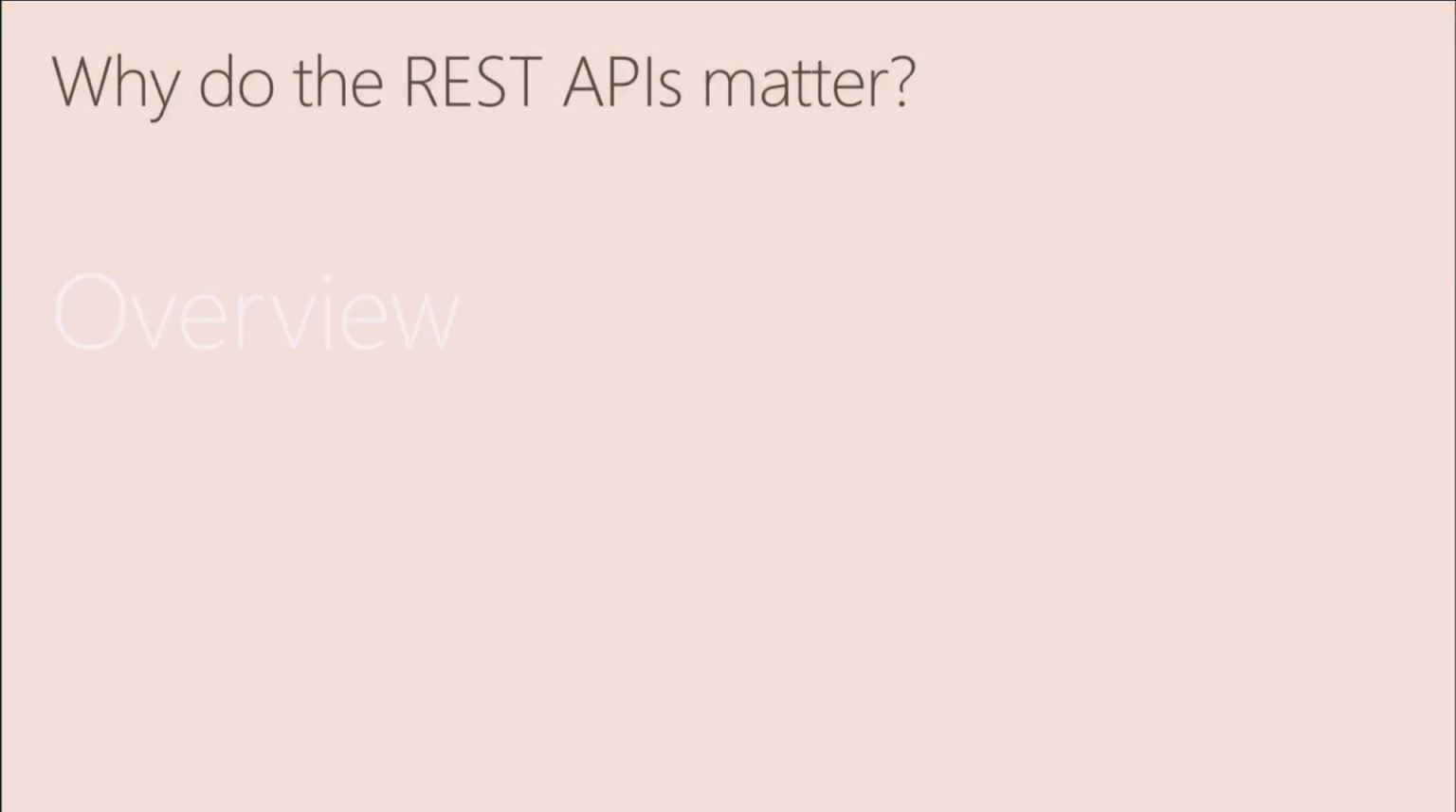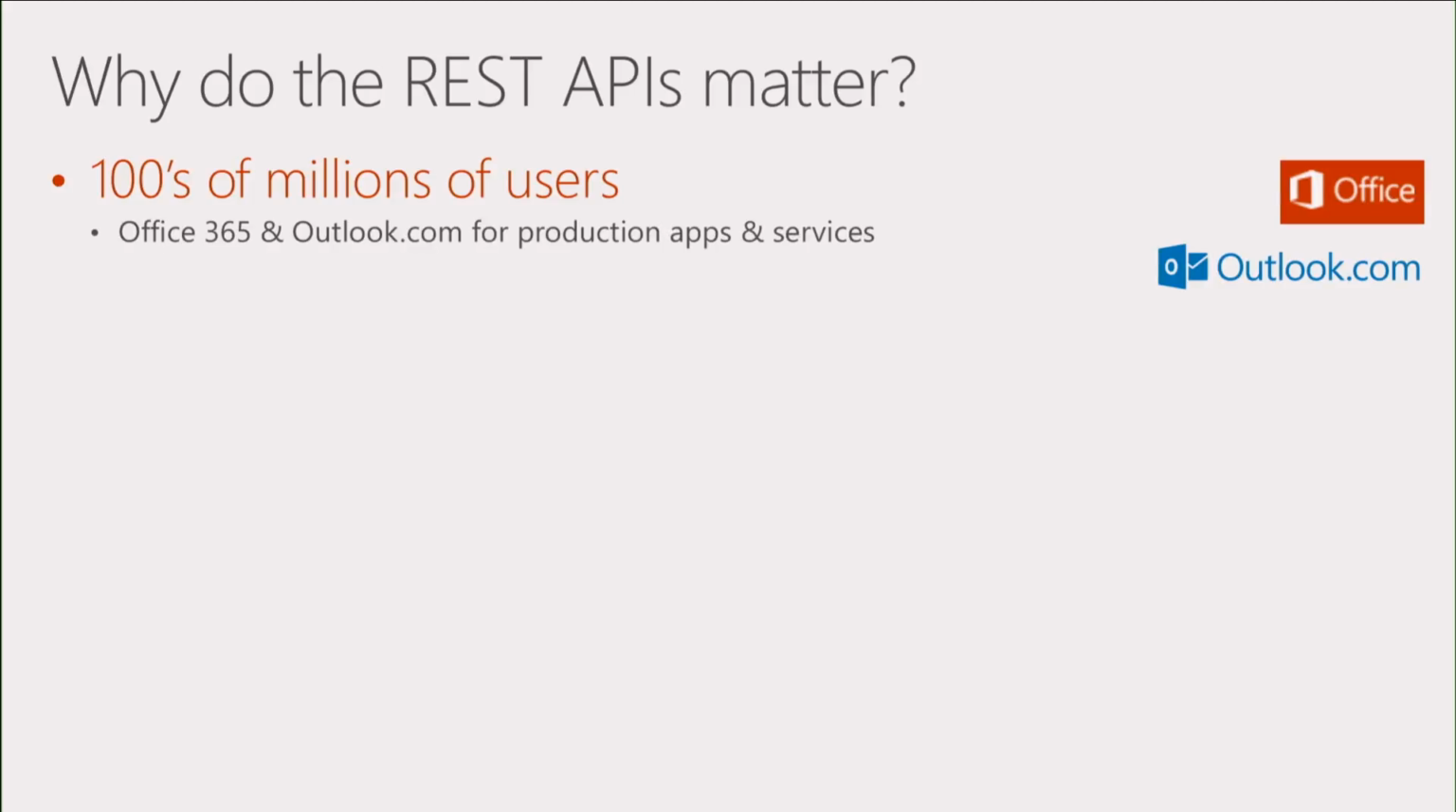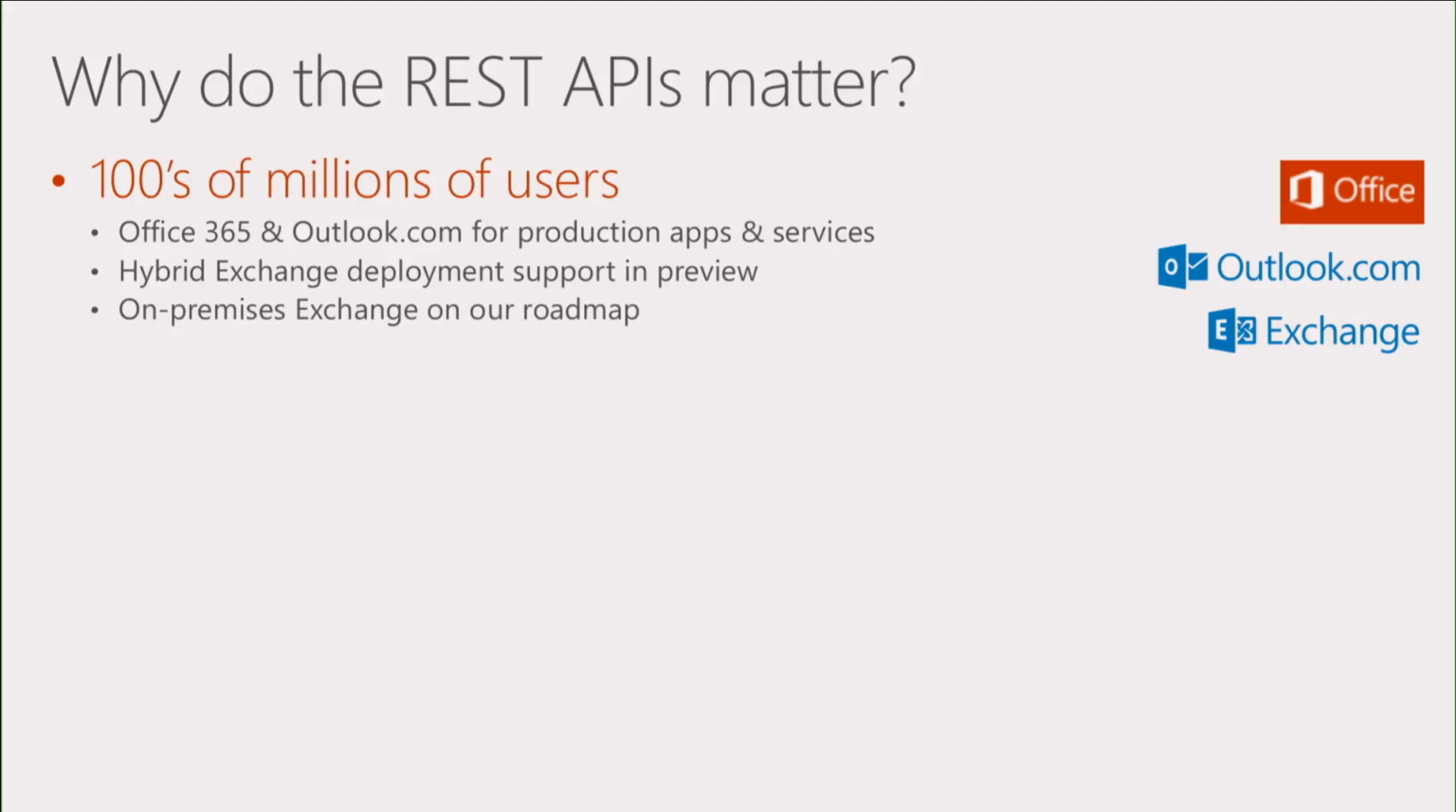So quick overview. Why are these APIs, why are they important? Number one, these APIs give access to hundreds of millions of users across Office 365 and Outlook.com. Hybrid Exchange, we just did a talk earlier this morning. We just added support in preview for Hybrid Exchange 2016. And we're working on on-premises Exchange.